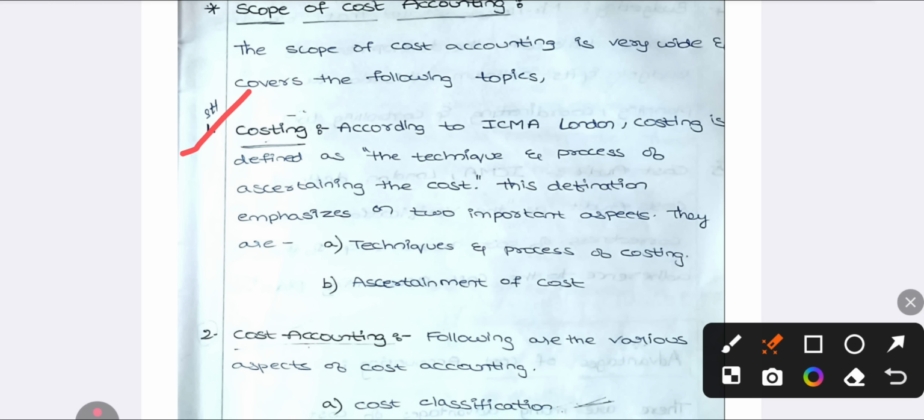What it will do is it will show how much you have as expenses to produce that product. Okay, so it will give the techniques and it will ascertain the cost.